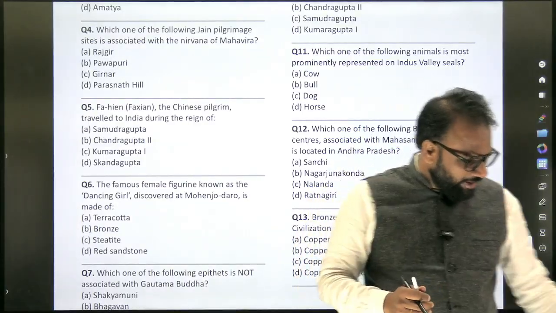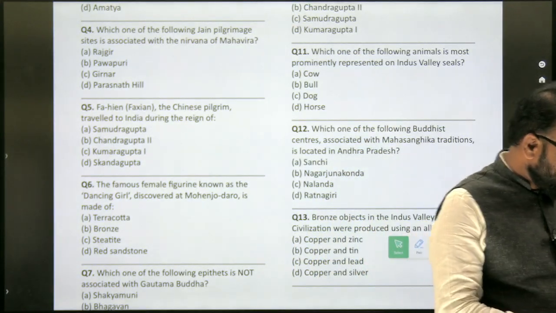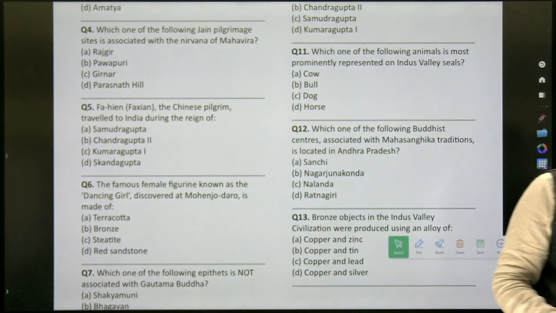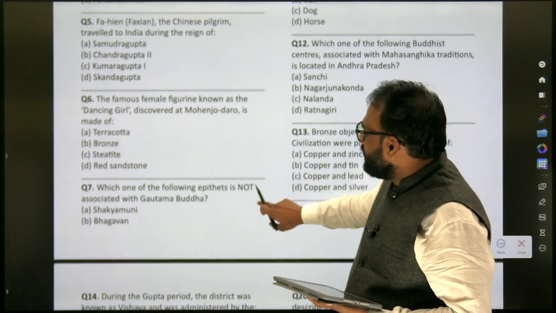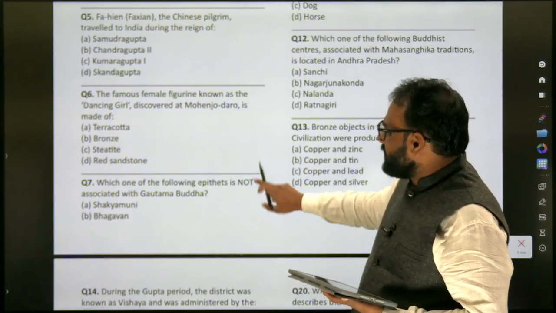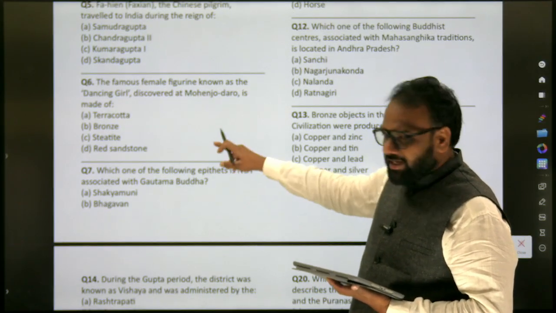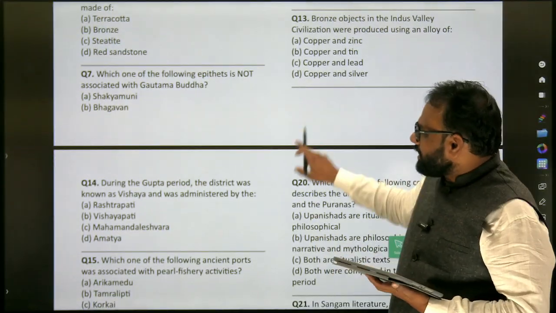Next, the famous female figure known as the dancing girl discovered at Mohenjo-daro is made up of bronze. So already I think it has appeared in the previous year. Okay. Next, which of the following epithets is not associated with Gautam Buddha?